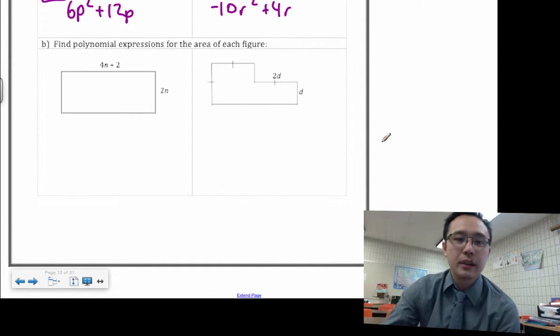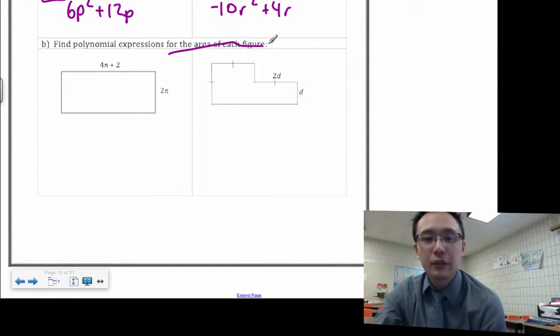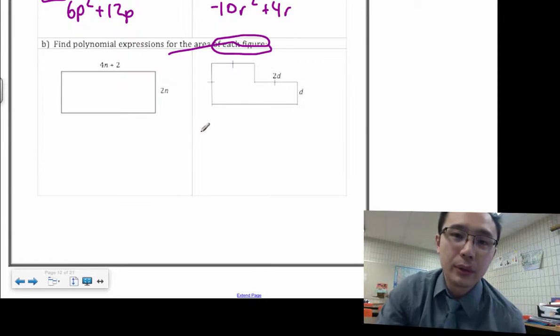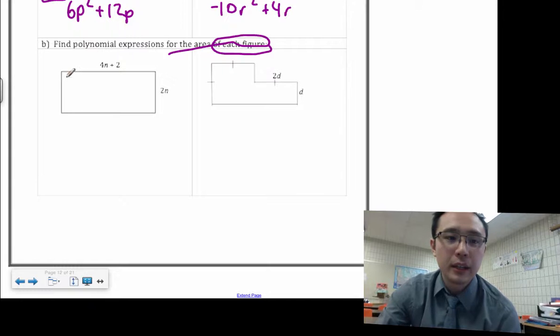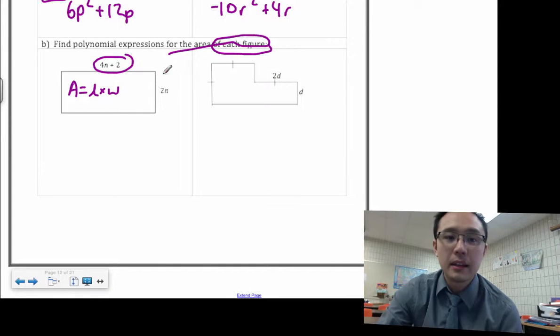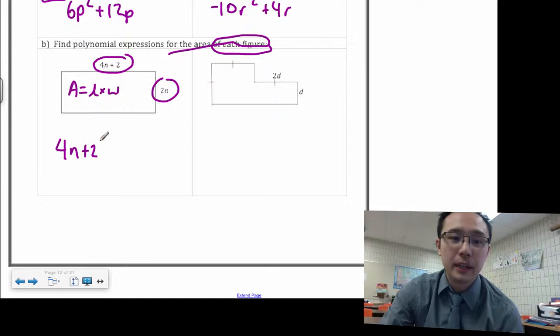Find the polynomial expression for the area of each figure. Basically, when you're looking at area, I think we covered this in the first video. The formula for the area is length times width. So you're going to multiply this by that. So this is actually easier than finding perimeter because you're just multiplying. So that is times that.